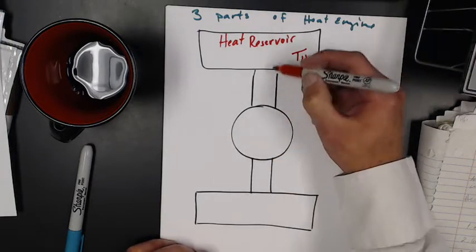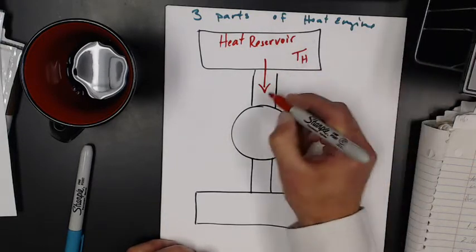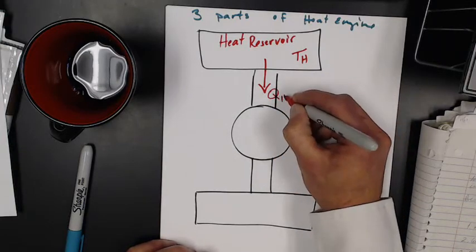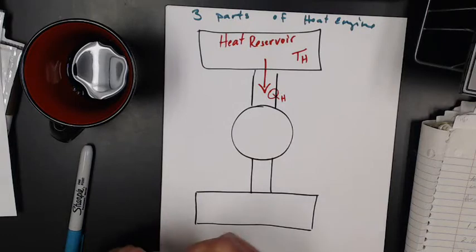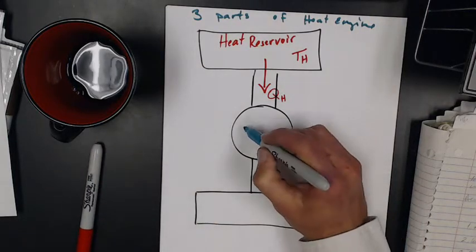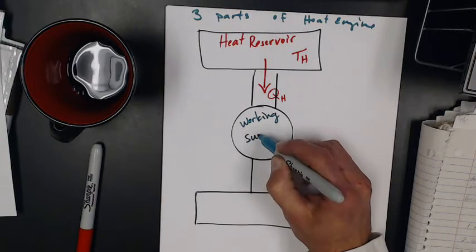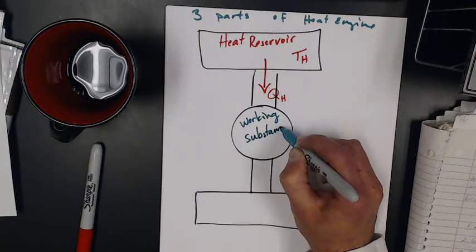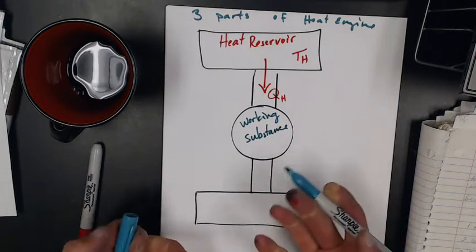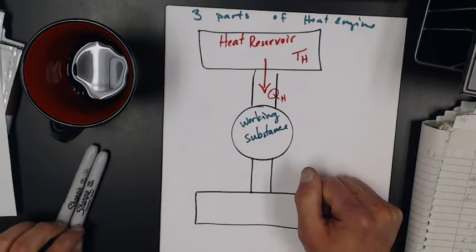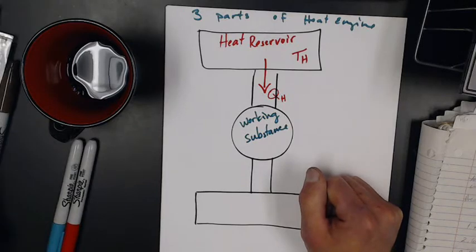What leaves the heat reservoir? Q leaves the heat reservoir. What's Q? QH. And it goes into the engine part here. This is the working substance. In steam engines, it's steam. In gasoline engines, it's the air-gas mixture. In diesel engines, it's the diesel air mixture.